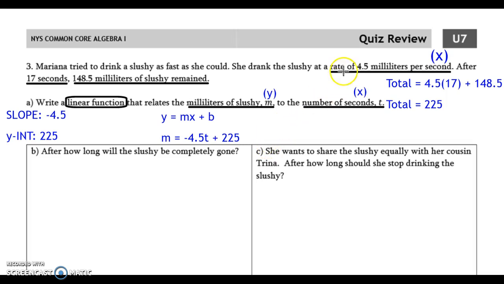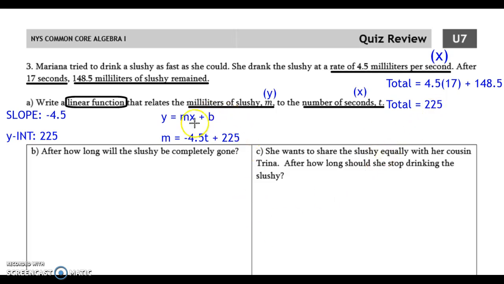So I did a little work for you here. I did some annotations. I looked at the variable, which is right after the per. That should be our x. I looked at the thing that was indicated as rate. That should be our m, our slope. And I was also taking a look at this information, and I realized that this didn't give me the y-intercept, so I had to figure it out. The total number of milliliters in the slushy is going to be 4.5 times 17. That's the rate times how much she's already drank, plus what's left over, similar to the book problem that we did in the beginning of the video. So that's 148.5. If I combine these two, I should get 225. That's her starting point. That's her y value, her y-intercept.